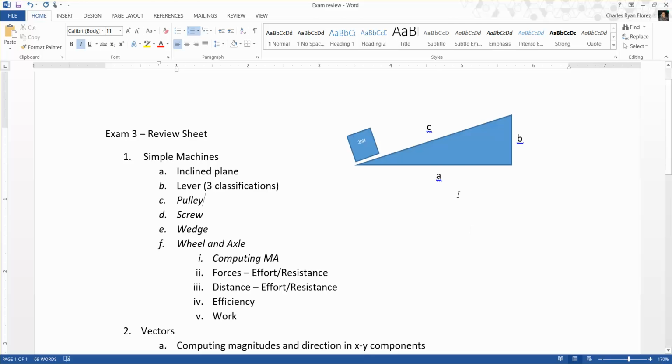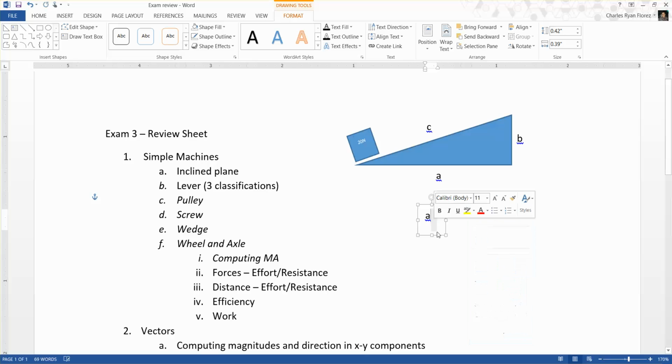So remember that ideal mechanical advantage is equal to, I believe, the value C in this case, which is essentially the length of the ramp itself, divided by the height here, so B essentially. So you'll get some value for this, so I'll just say height of ramp.